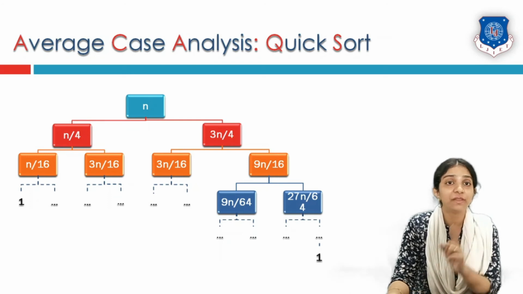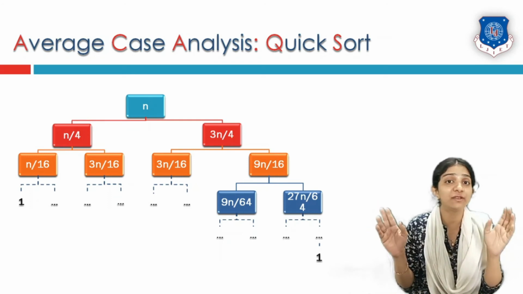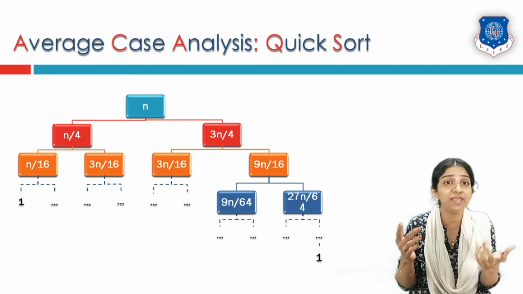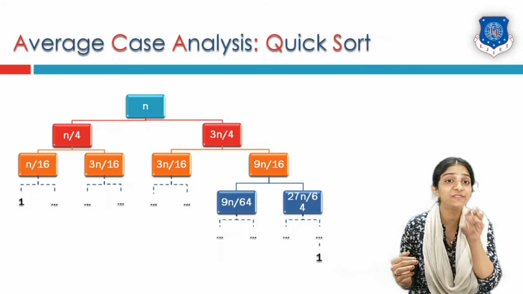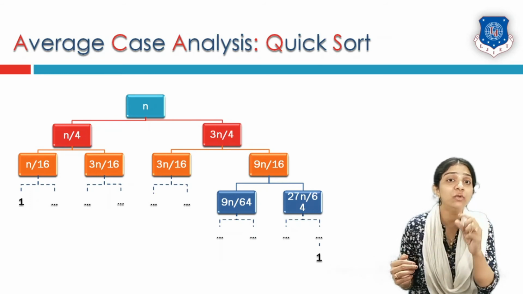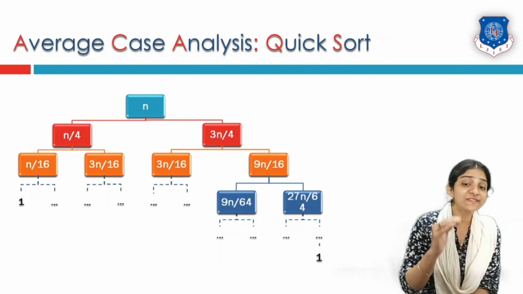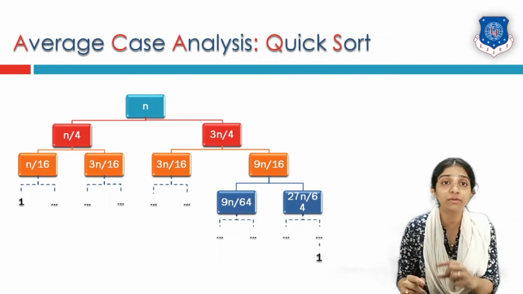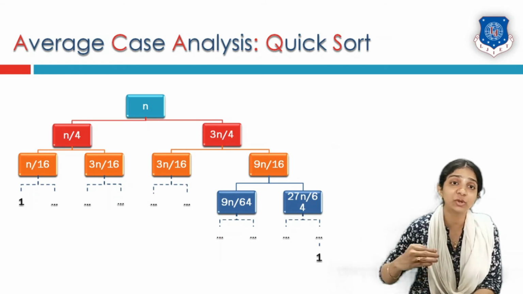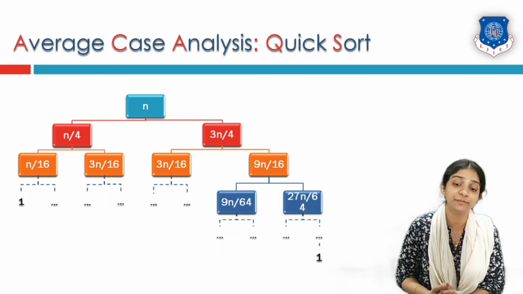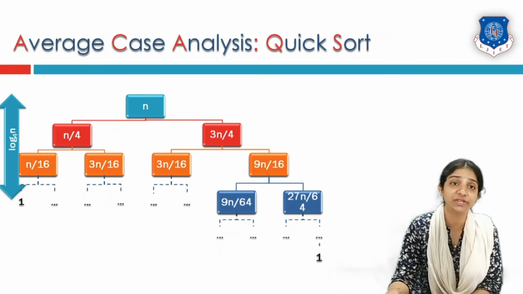Now remember, here the divisions are unequal. That means they are not equal n by 2, n by 2. They are unequal, n by 4 and 3n by 4. So we will get a single node or single value at different levels. But the last level where we get only one element is the last level of our tree. Now let us see how many levels are generated.